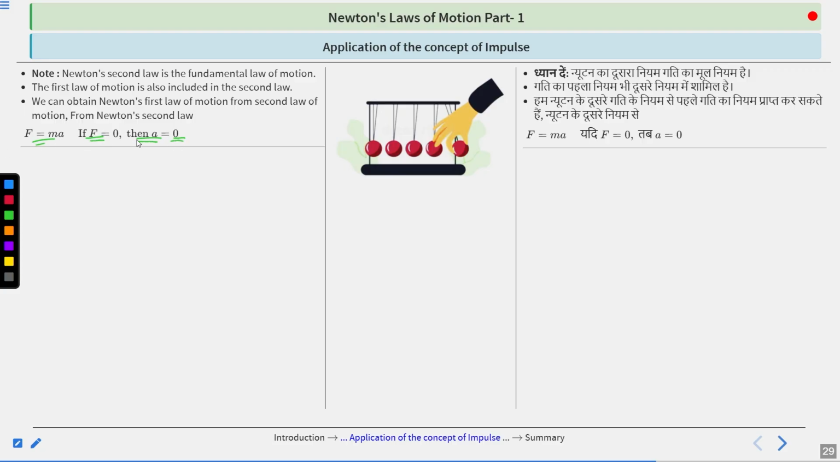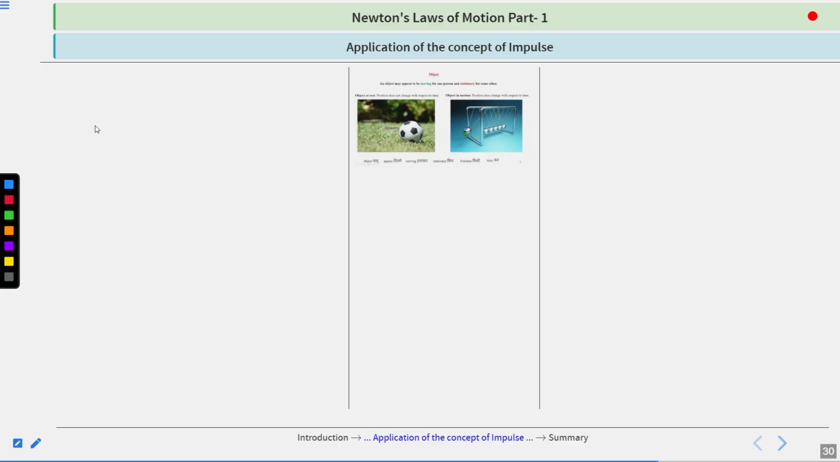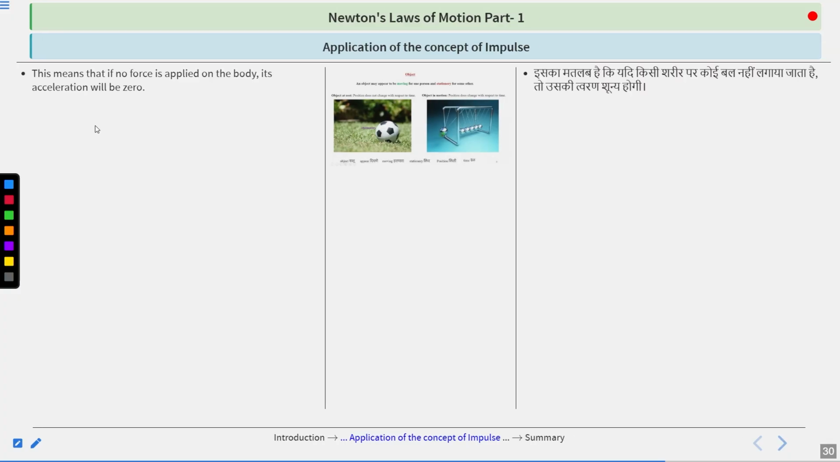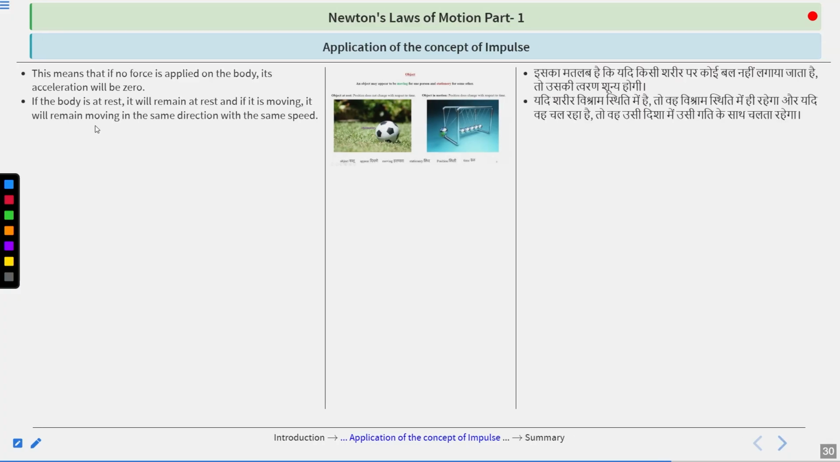Okay. The mass alone could not generate the force. It requires the external force and acceleration. This means that if no force is applied on the body, the acceleration will be 0. If the body is at rest, it will remain at rest, and if it's moving, it will remain moving in the same direction with the same speed. This is the statement of Newton's first law of motion that we have just seen.